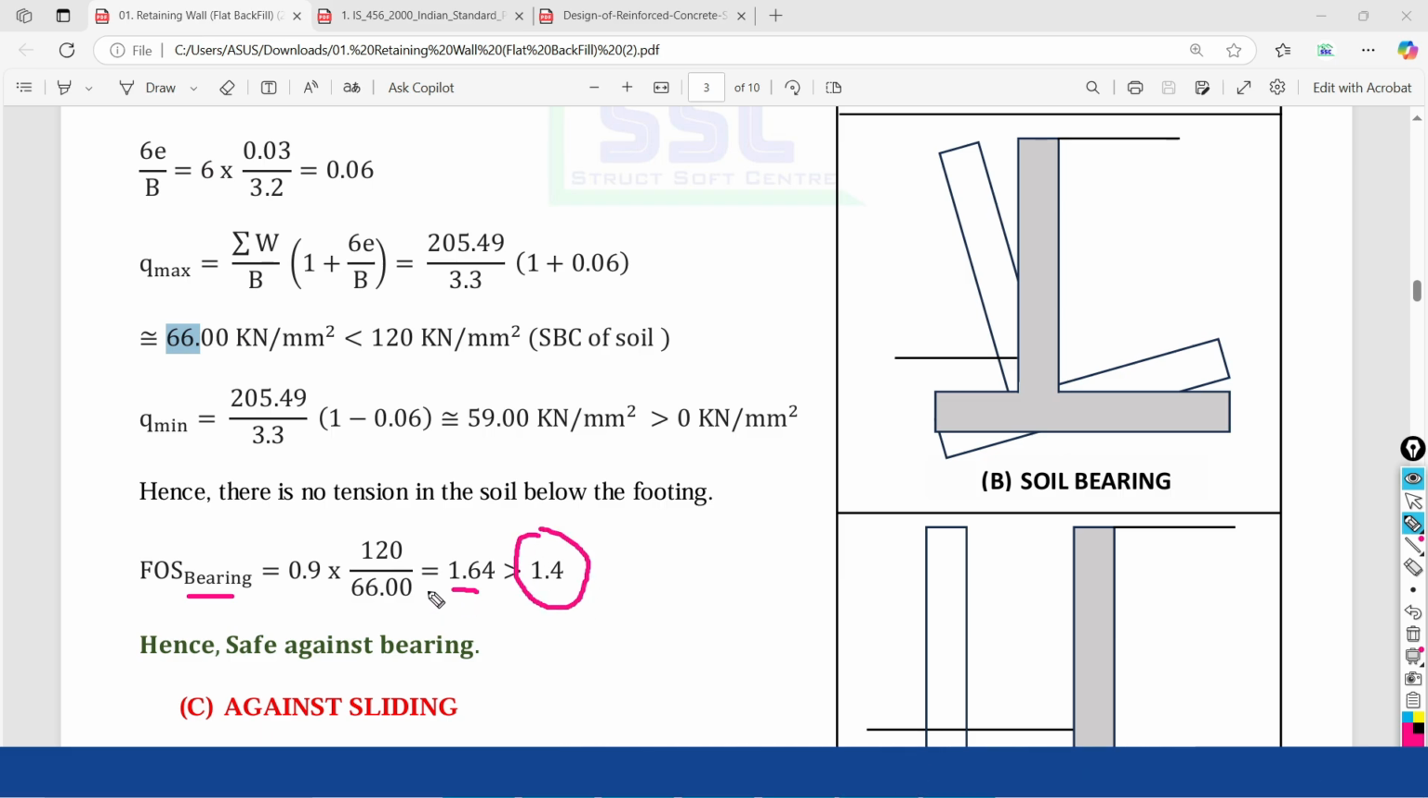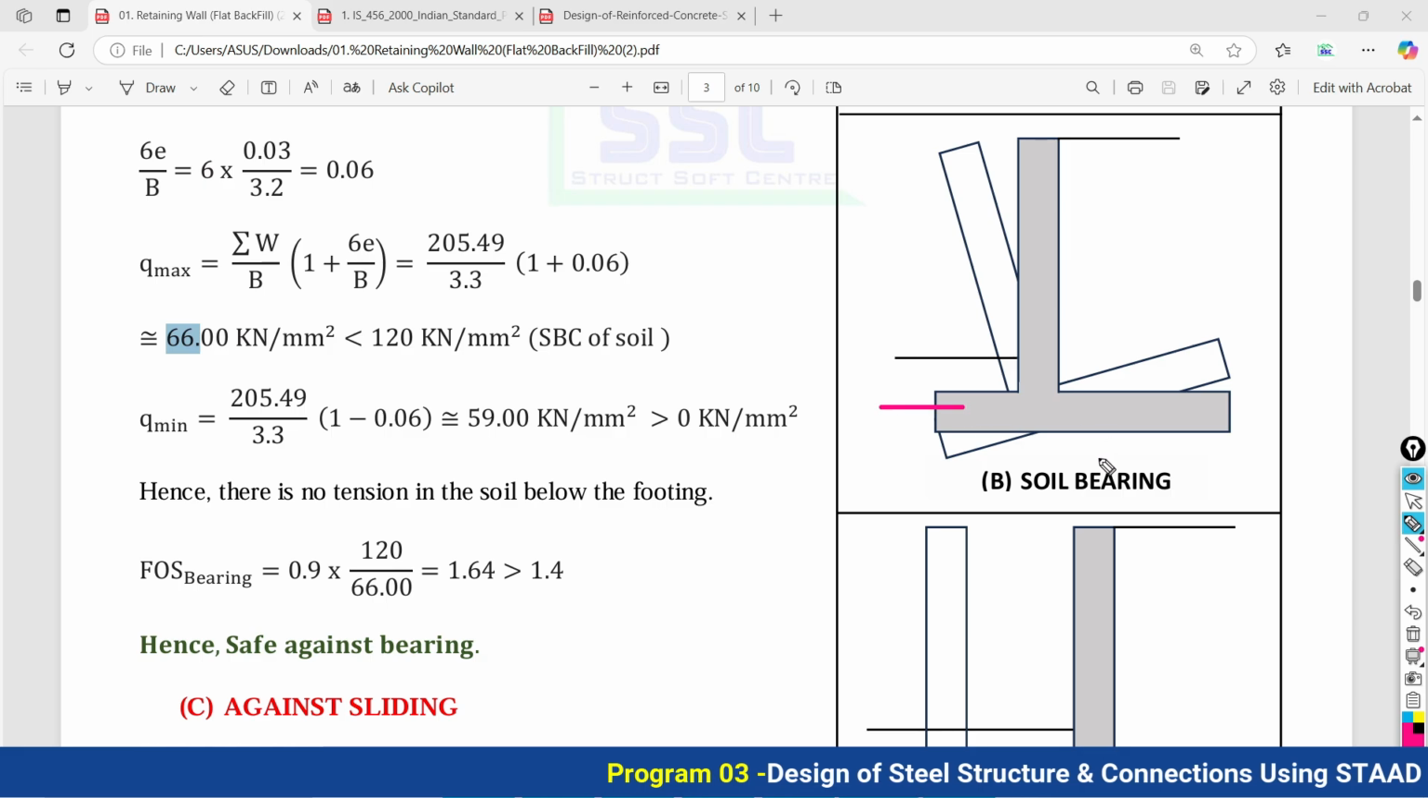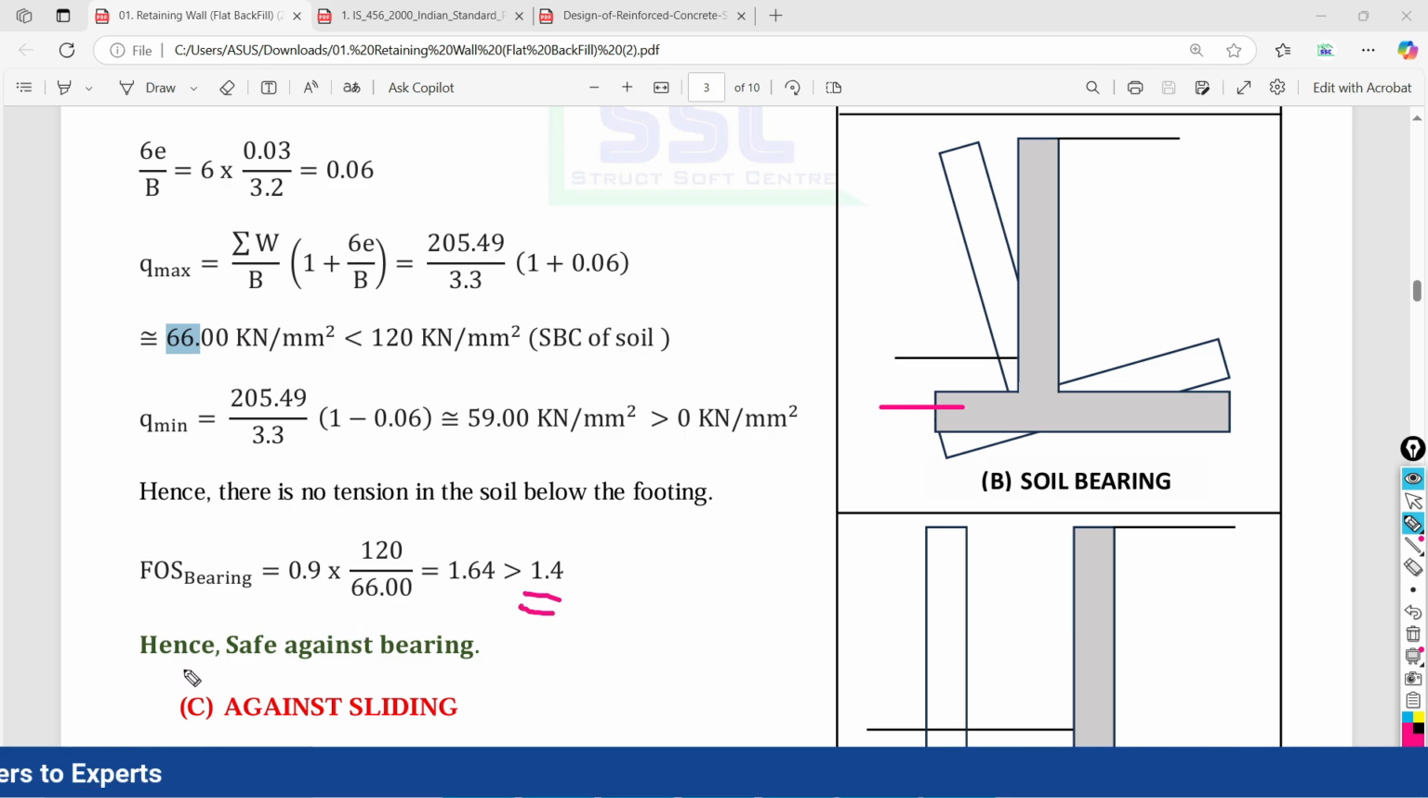If the factor of safety here is coming out to be less than 1.4, what does it mean? At that time what to do? You have to resize the base of the retaining wall. You need to either increase or decrease it. You have to take another trial. If you are not getting your factor of safety against the bearing more than 1.4. Here I am finally going to say my retaining wall is safe against the bearing.